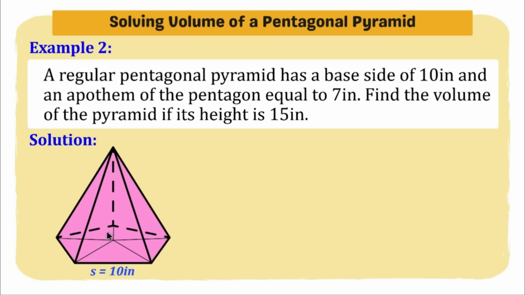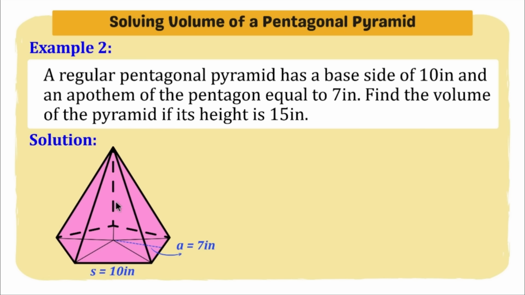Just like what I have explained earlier, wherein its apothem is now the height of one triangle. So it will now be 7 inches according to our given. The apothem is 7 inches. And then find the volume of the pyramid if its height is 15 inches.